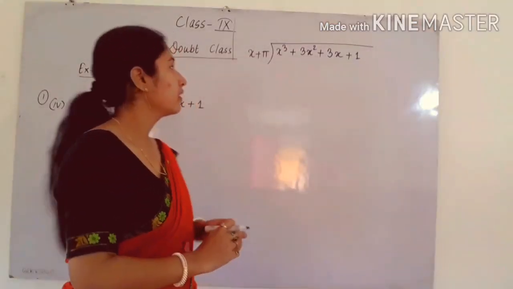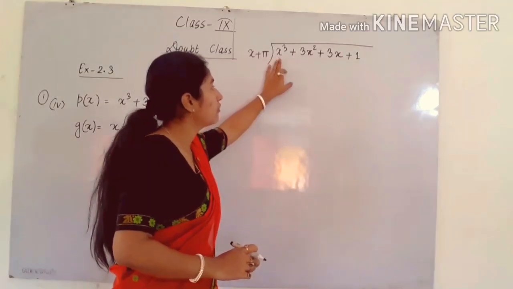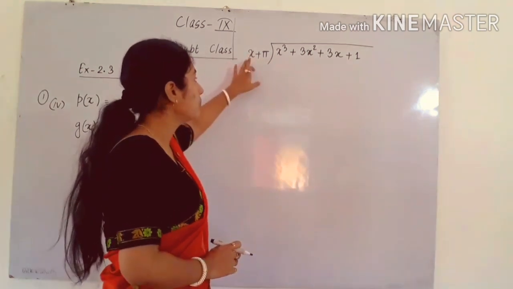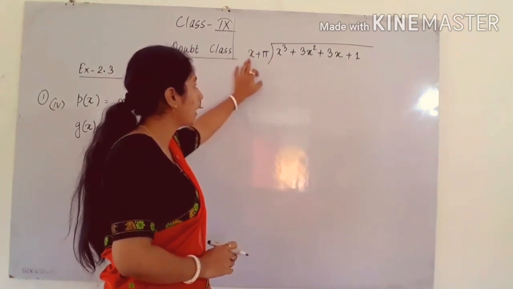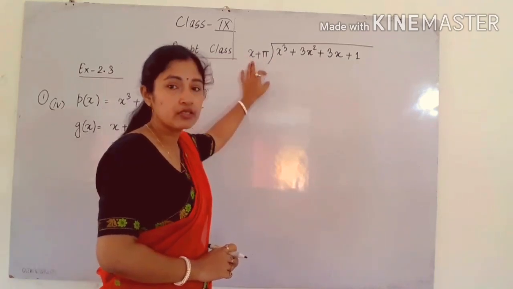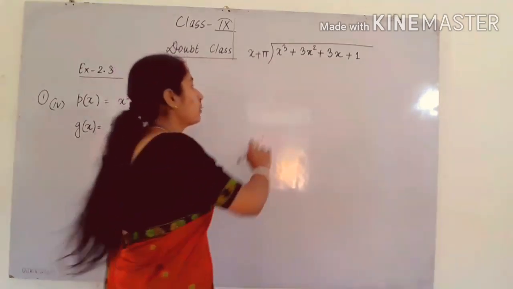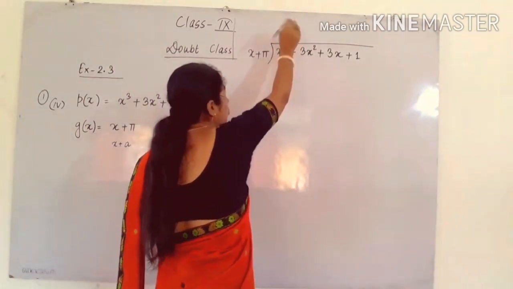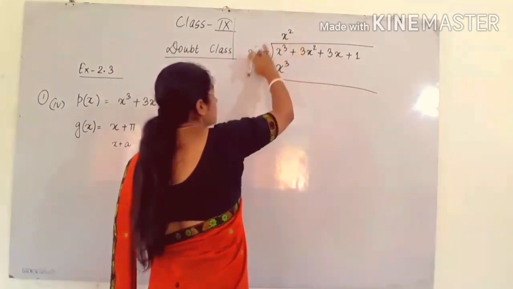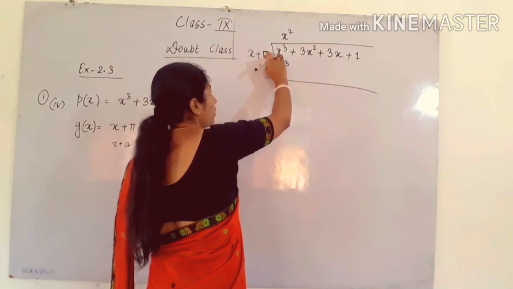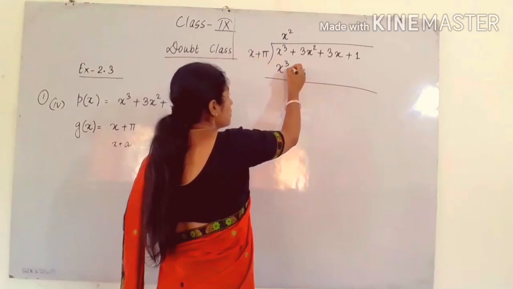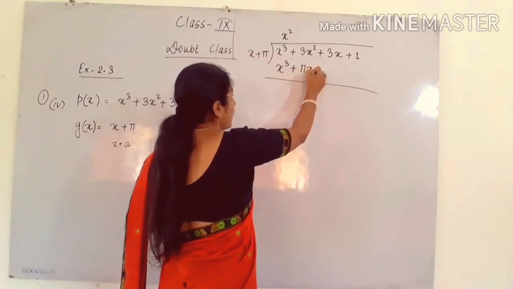So first see here, the first term in the dividend is x cube. I want x cube. So what term or what number will I multiply with x to get x cube? When we multiply x square with x, we will get x cube. So I have to write x square in the quotient. So x square into x will be x cube. Okay, so it is multiplied. Now you have to multiply pi. So pi into x square will be pi x square. And the plus symbol is there, so you have to write plus pi x square.